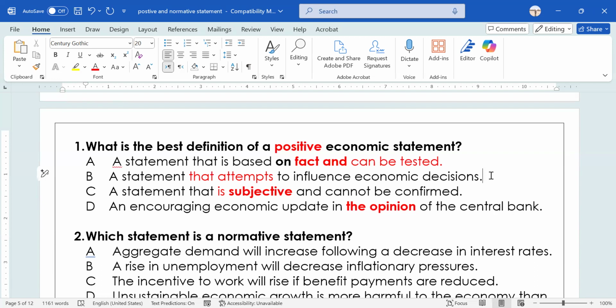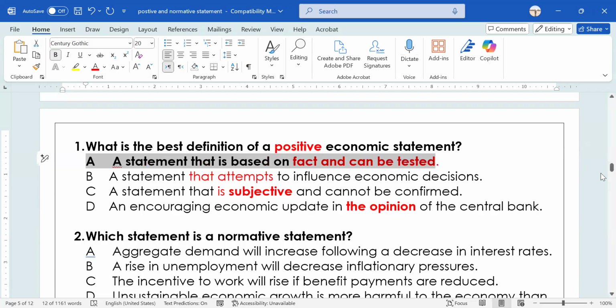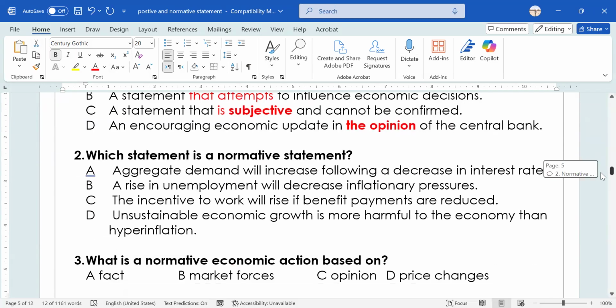Letter C, it's the subjective, it describes the normative statement. And letter D, you have the word opinion, and it is not a testable fact. So the answer for number one is letter A. Okay, number two. Which statement is a normative statement? Is it A, aggregate demand will increase following a decrease of interest rate?